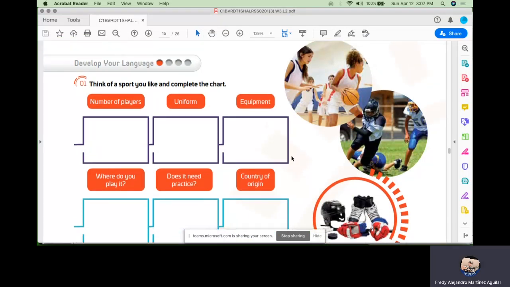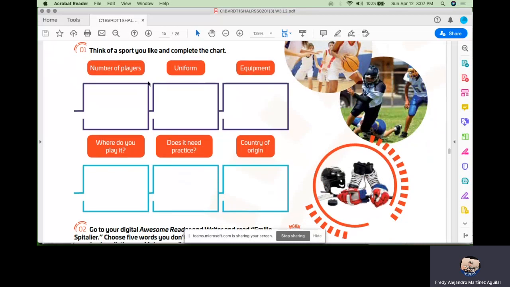Now that is our page 58. That is going to be: think of a sport you like and complete the chart. For example, I'm going to show you different sports, and you are going to describe that sport by giving me the number of players and the uniform. Describe here, or maybe you can draw if you want, but I prefer to describe with letters. And describe the equipment, the stuff that it needs. Here, where do you play it? In what kind of places?